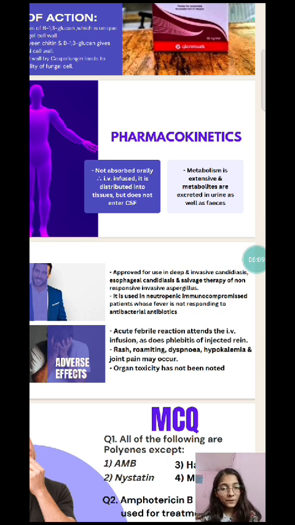Let's see a few of its adverse effects. Organ toxicity has not been noted with the use of caspofungin. Rash, vomiting, dyspnea, hypokalemia, and joint pain may occur with the use of caspofungin. Acute febrile reaction attends the IV infusion, as does phlebitis of the injected vein.